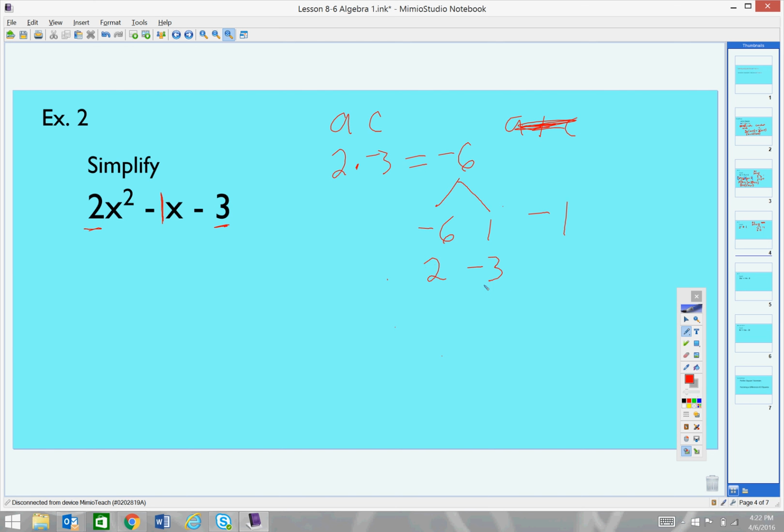Oh, look, 2 plus negative 3 is negative 1. And so I'm going to use these over here to break this apart again. So 2x squared plus 2x, I got the 2 right here, then minus 3x. See, together, those equal negative 1x. So we're good. We can do that. Then minus 3.